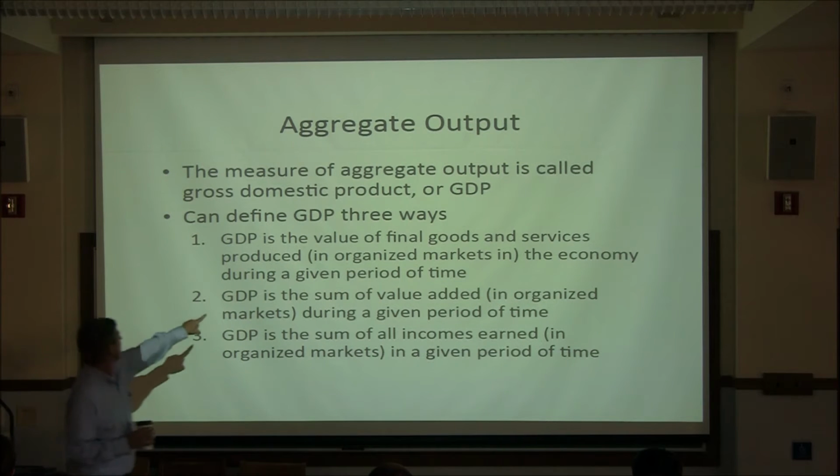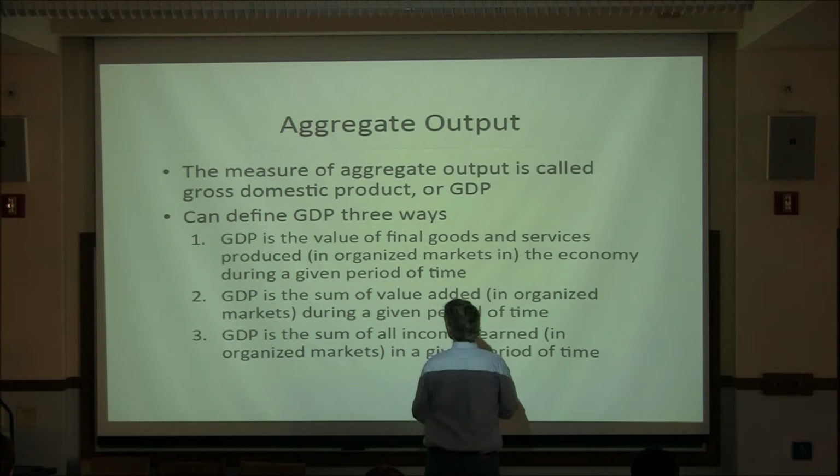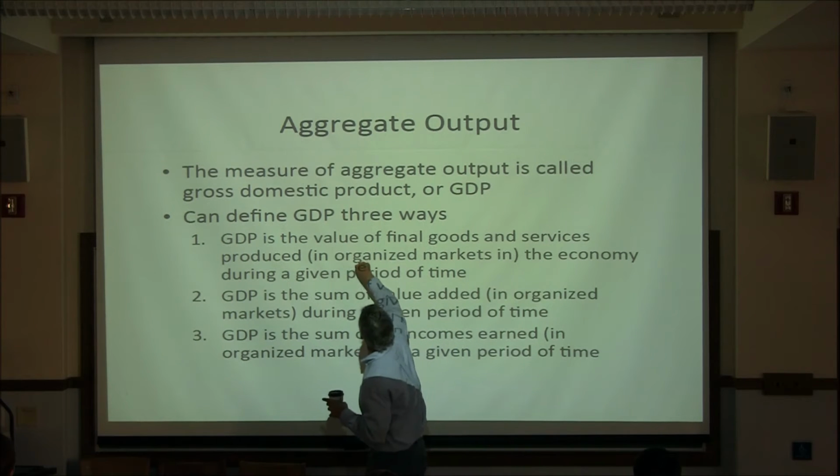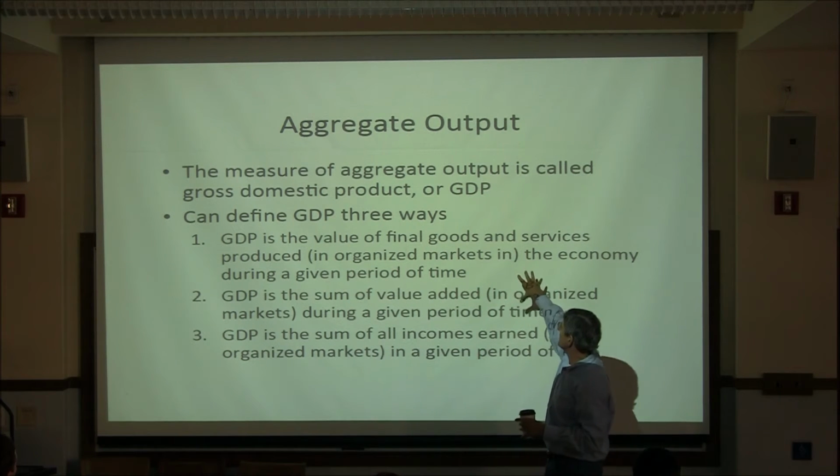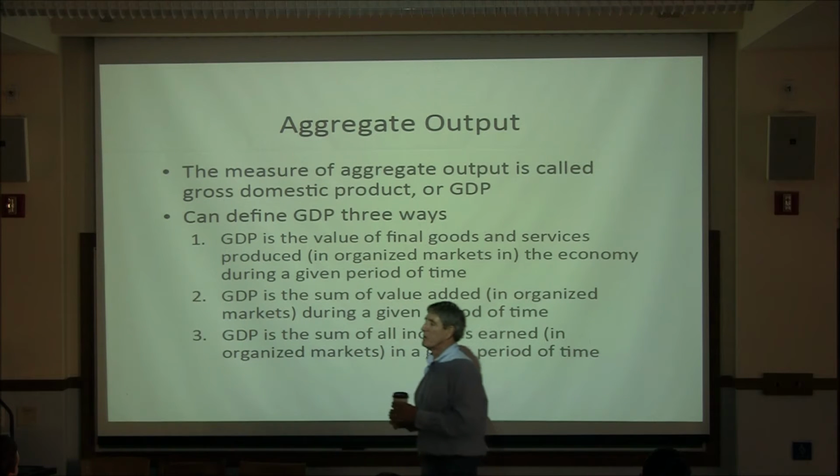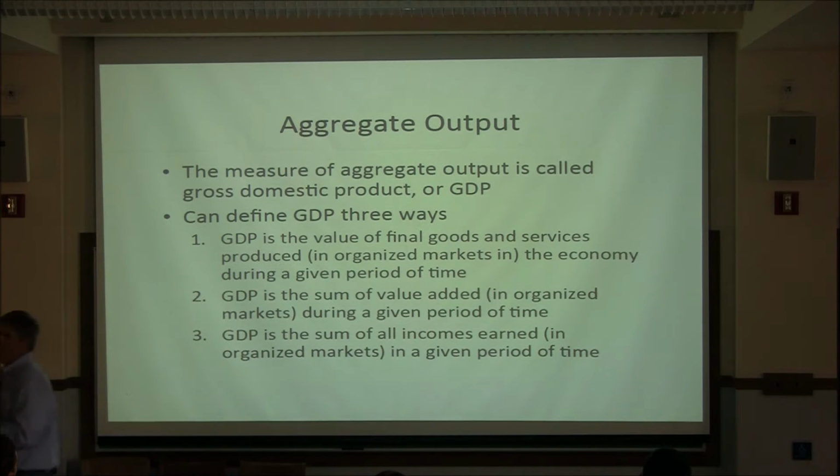Now, this is the book's definition, I added the parentheses there, in organized markets, because that's an important point. The book doesn't have that in there, it should. Because home production doesn't get counted in GDP, because it doesn't pass through an organized market. So it has to be a formal market that somehow gets tracked by the government before it gets counted in GDP. All these, what we call unorganized markets, black markets, all those kinds of things, don't get counted.